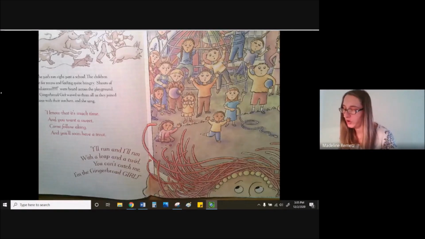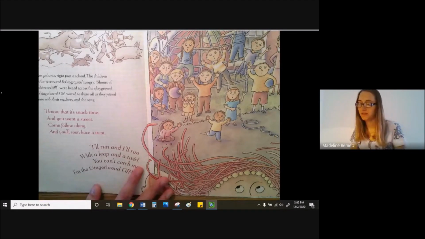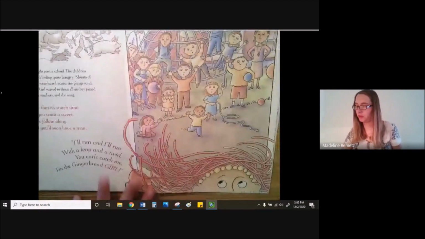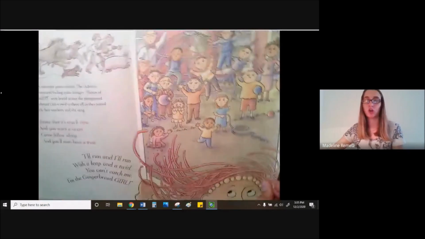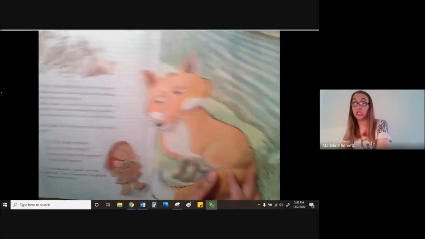The gingerbread girl waved to them all as they joined the chase with their teachers, and she sang, "I know that it's snack time and you want a sweet. Come follow along and you'll soon have a treat. I'll run and I'll run with a leap and a twirl. You can't catch me, I'm the gingerbread girl." Ooh, now she's going to have a whole school chasing after her? Yep.